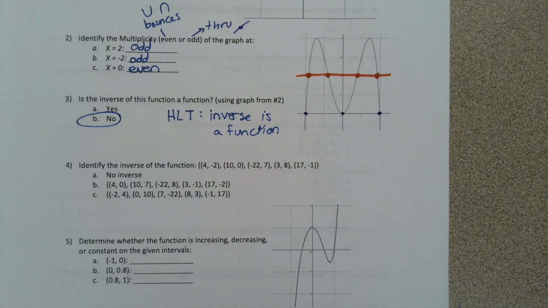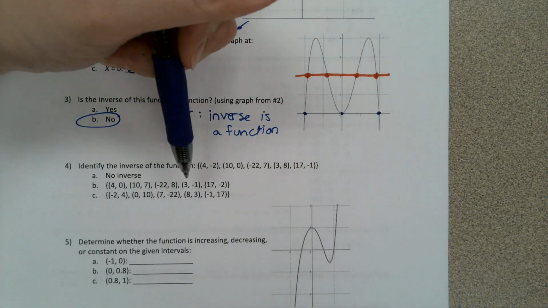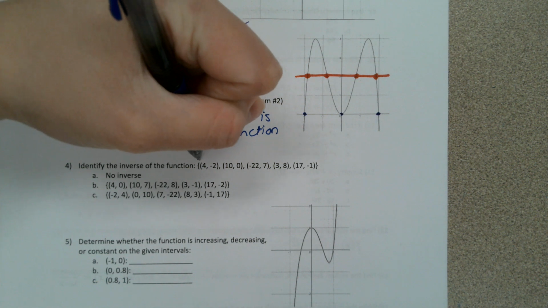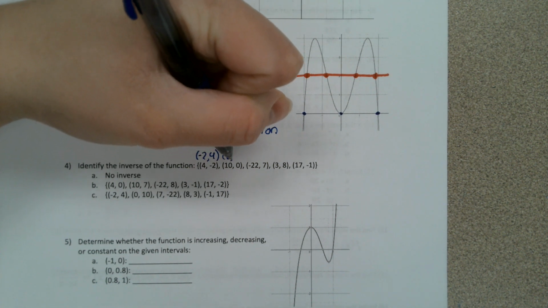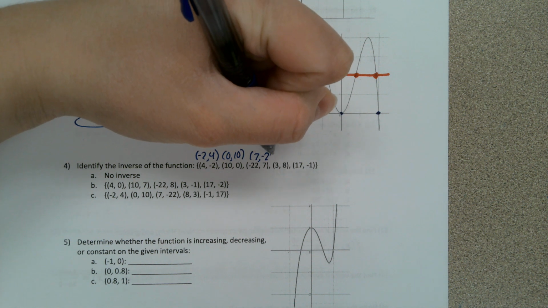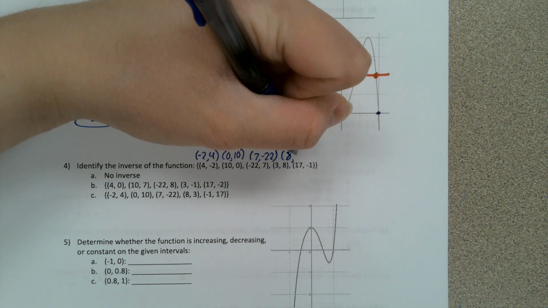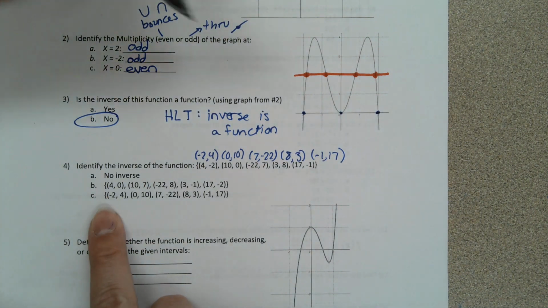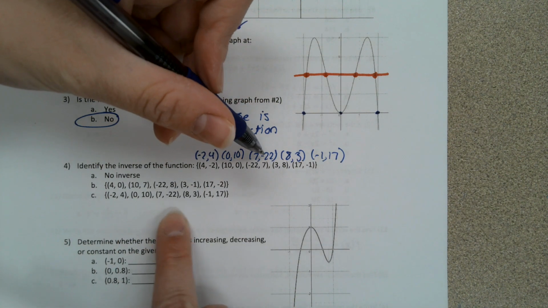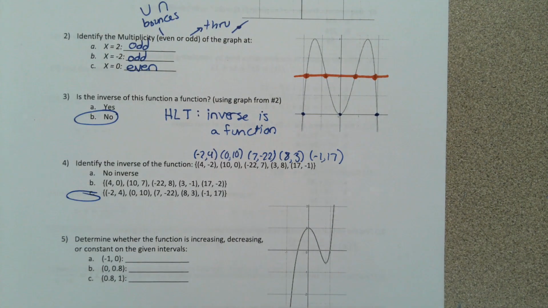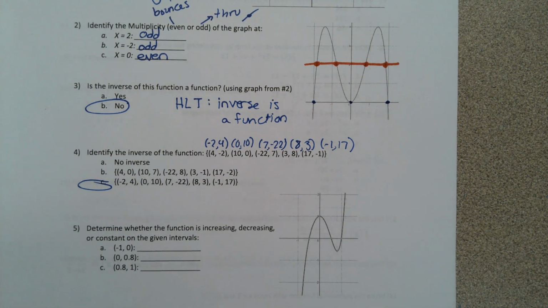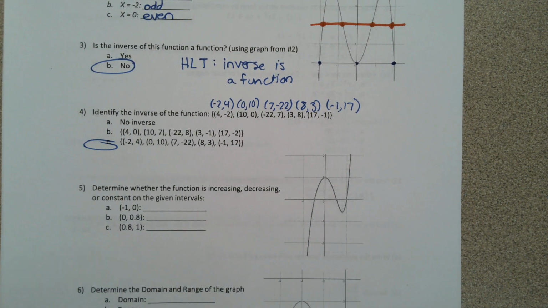Number 4, identify the inverse of the function. The inverse of the function is where we take all of these points and we flip-flop the x and y values. So it'll look like this: negative 2, 4. 0, 10. 7, negative 22. Running out of room. 8, 3. And negative 1, 17. That's C. Notice these last three didn't take a lot of work, but I really can't use my calculator either. They're just kind of knowledge questions, unfortunately, but pretty quick problems still.